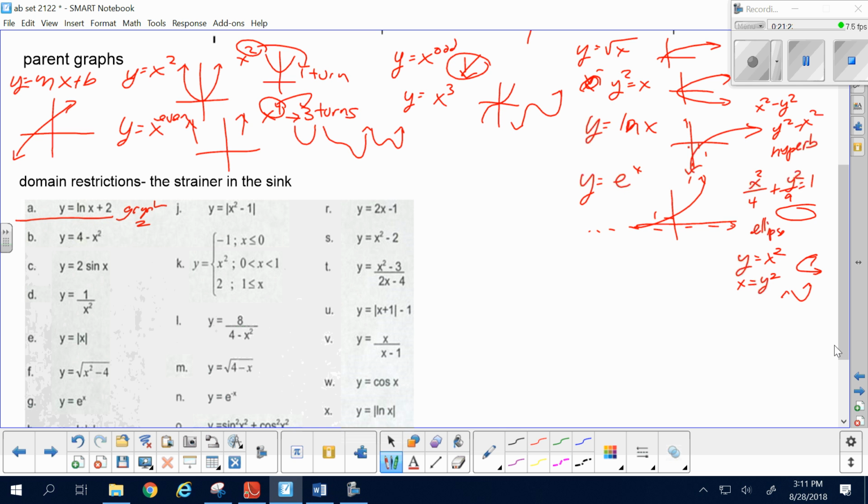Remember, domain restrictions are what x's are allowed. So think vertical asymptotes, log, square roots. Those are restricted domain functions. All right? I'll give you some time to look that over, and we'll go over it probably tomorrow. That's it for the lesson. Get to work.